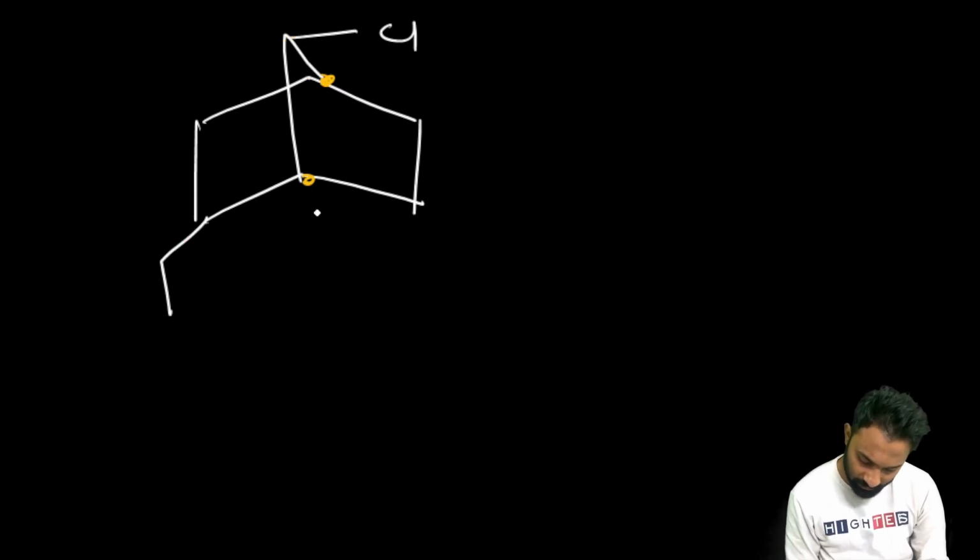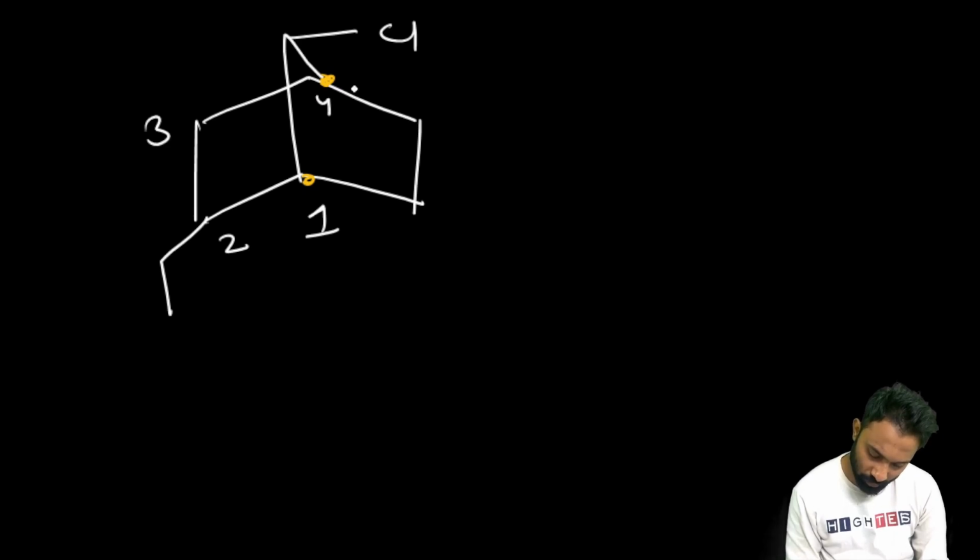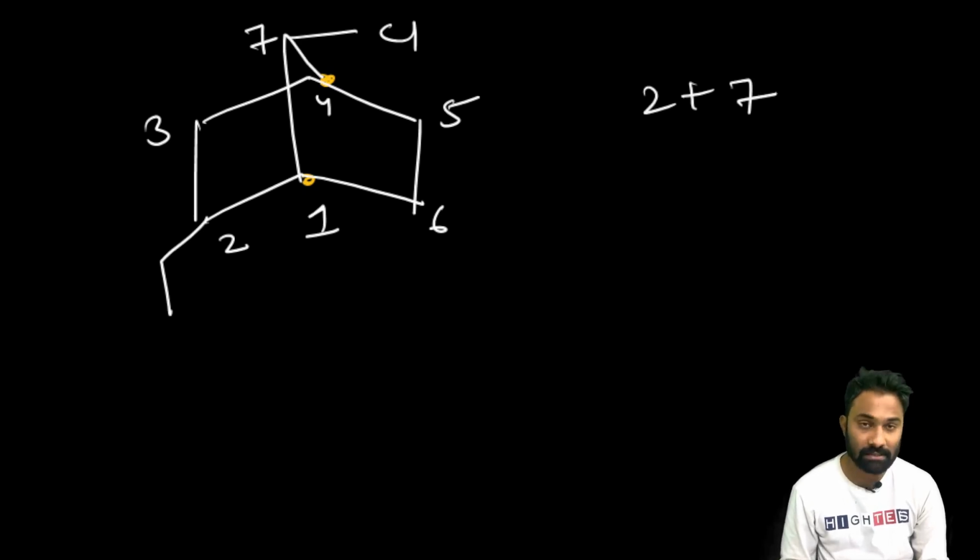If you choose the numbering from here, 1, 2, 3, 4, 5, 6 and 7, the substituent is getting 2 plus 7. 2 plus 7. Now this one is the correct numbering, right? Then write the IUPAC name for this one. How to write? This is ethyl, right? This is CH2, this is CH3.